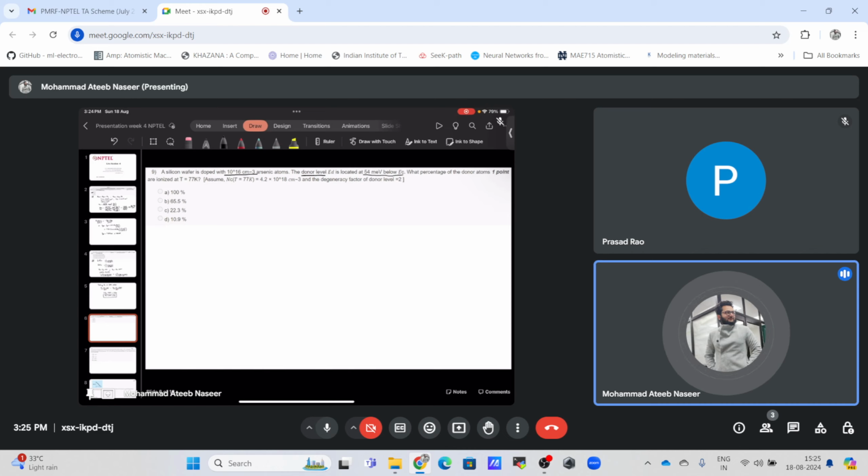So the donor level is 54 milli electron volt below the conduction band edge, and we have been told to find out the percentage of the donor atoms that are ionized at 77 Kelvin. The effective density of states at 77 Kelvin is given to be 4.2 into 10 to the power of 18 per centimeter cube, and the degeneracy factor is given to be equal to 2.